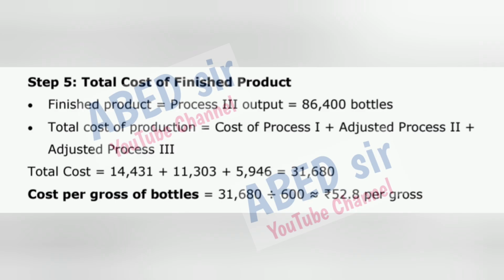Step 5. Total cost of finished product. Finished product is equal to process 3 output, which is 86,400 bottles. Total cost of production is equal to cost of process 1 plus adjusted process 2 plus adjusted process 3. Total cost is equal to 14,431 plus 11,303 plus 5,946, which equals 31,680. Cost per gross of bottles is equal to 31,680 divided by 600, which is 52.8 rupees per gross.